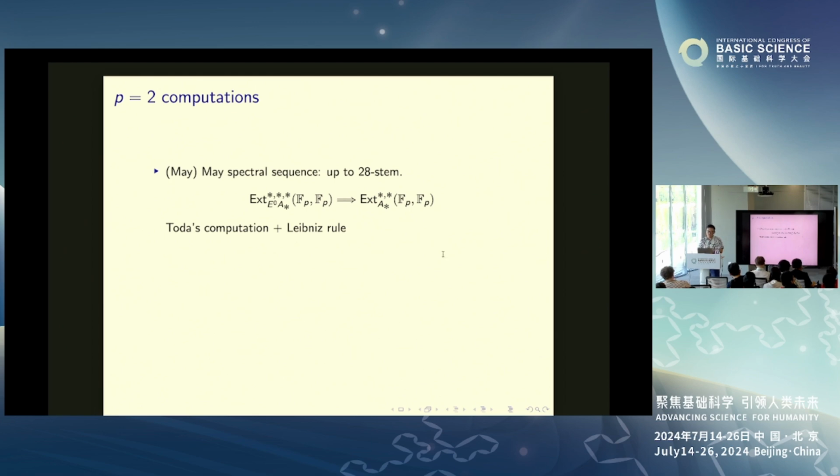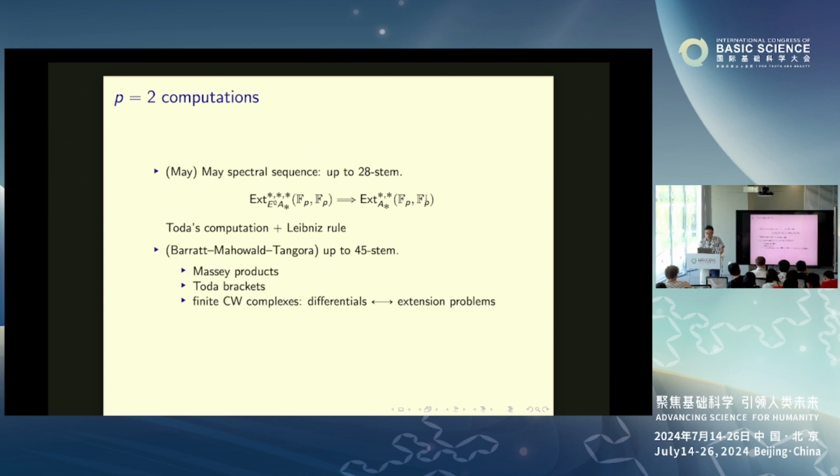So Peter May constructed this May spectral sequence, which converges to the Adams E2 page, and combining this with Toda's computation and Mahowald, he computed up to the 28 stem for the stable stems, the homotopy. Later on, Mahowald and Tangora computed up to the 45 stem using various techniques. And there's also a contribution by Bob Bruner using power operations in the Adams spectral sequence.